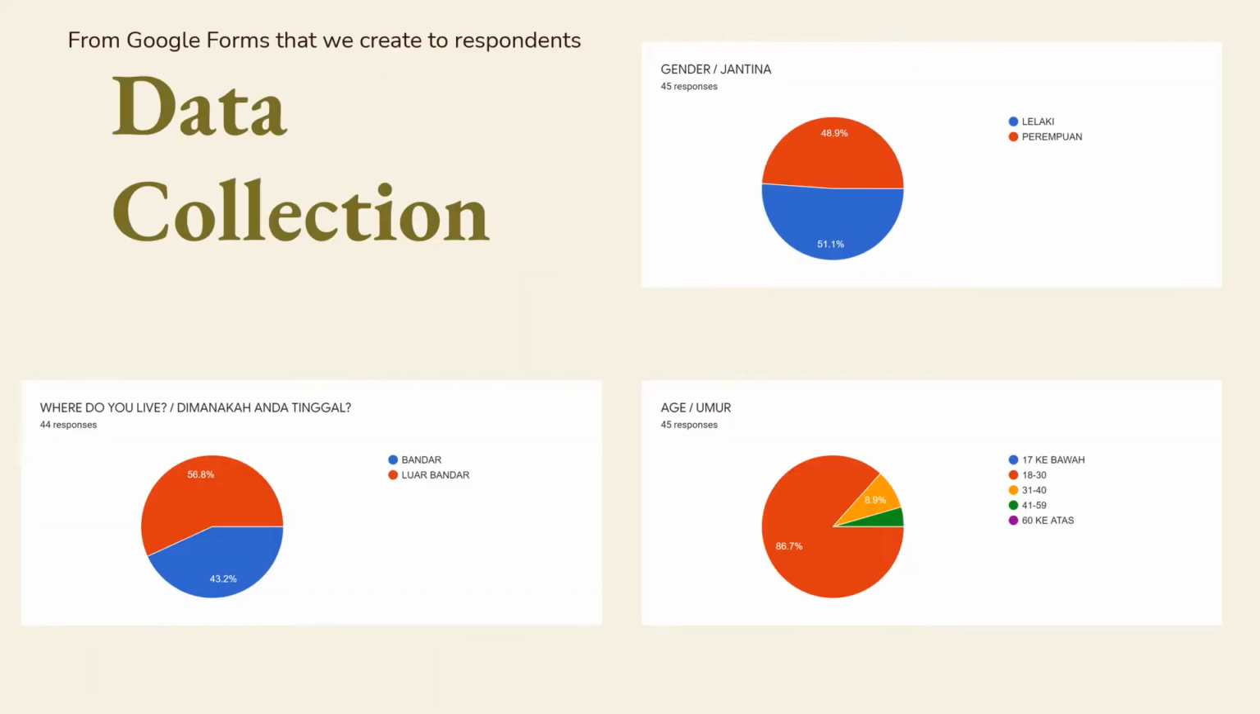So we go to data collection. We have provided a Google form for the community to respond to. A total of 45 respondents have responded to our Google form. Our survey was designed to obtain data about our new application, Vr Tani.